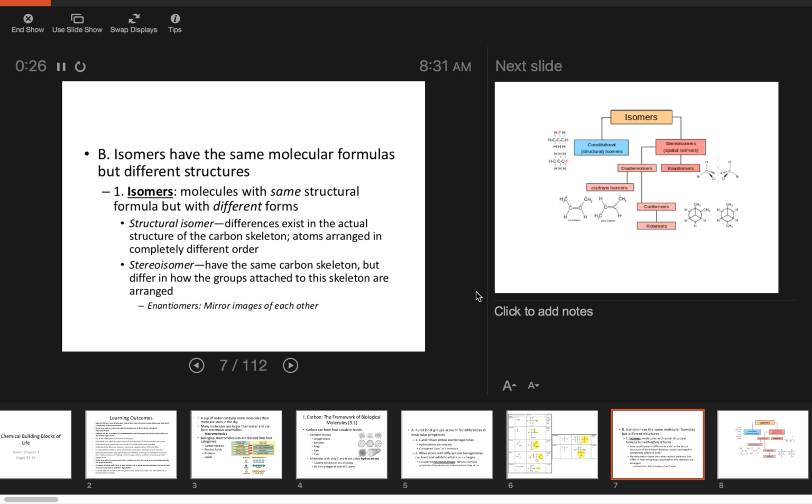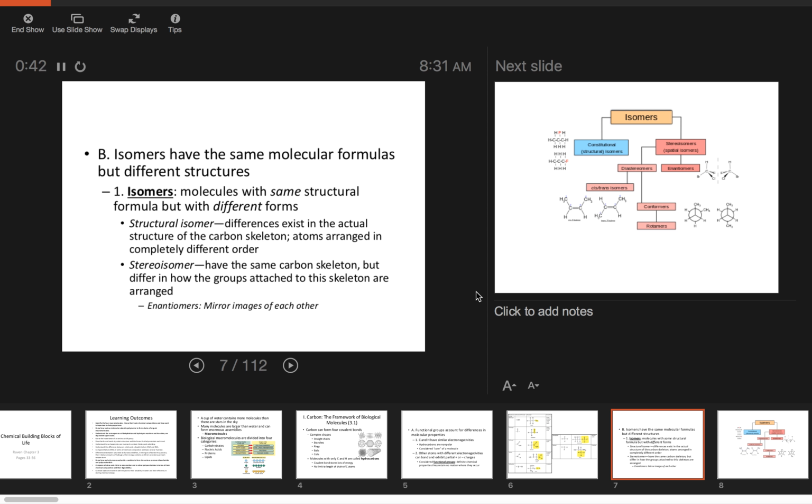Okay. So like I said, we just left off with functional groups, and now we're going to talk about isomers. Isomers have the same molecular formula, but they have completely different structures. So I do have some examples of this. There are different types of isomers.